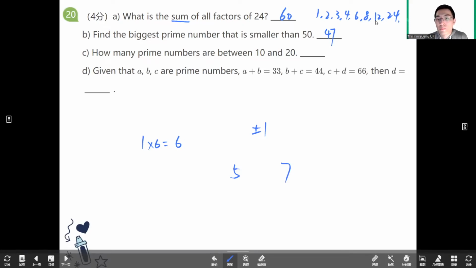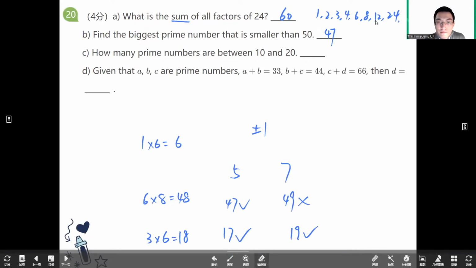For example, 47. 6 times 8 is 48. And you see, it doesn't always work. 48 plus 1 is 49. This is not a prime number. But 48 minus 1 is 47. This is a prime number. Let's try another pair. 3 times 6 is 18. 18 plus 1 is 19. It is a prime number. 18 minus 1 is 17. It is a prime number. Okay, so just for your information.